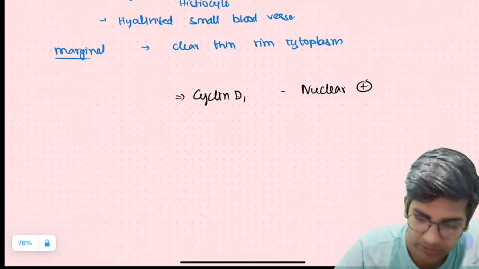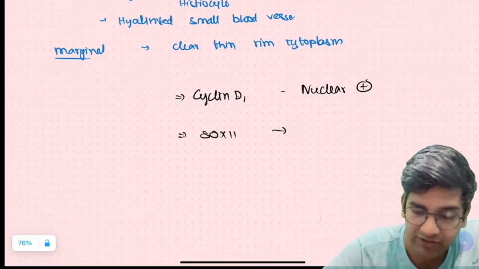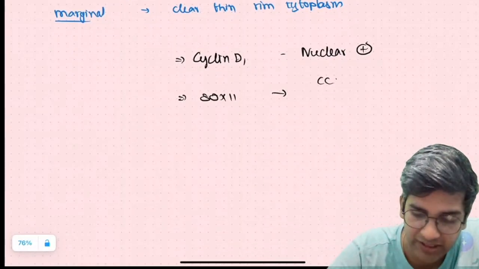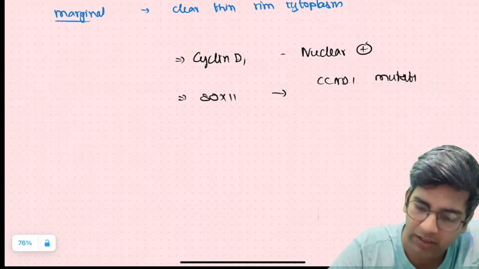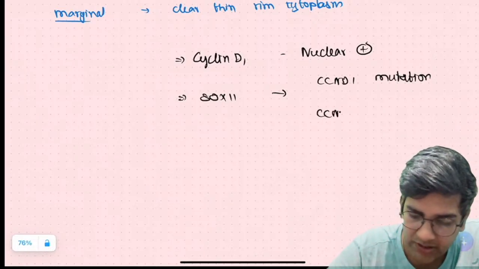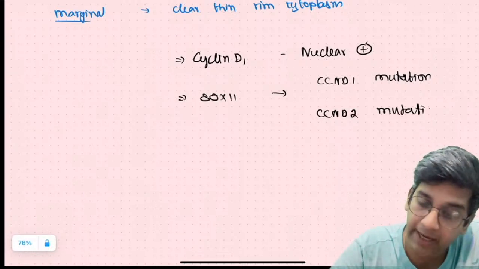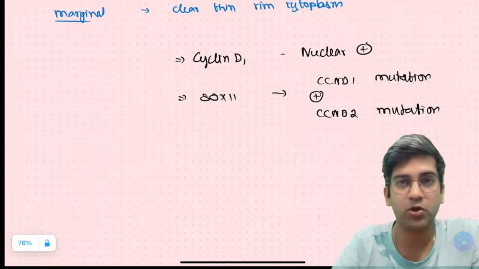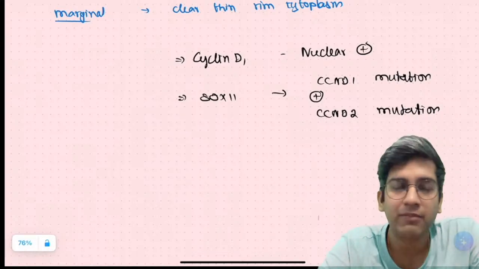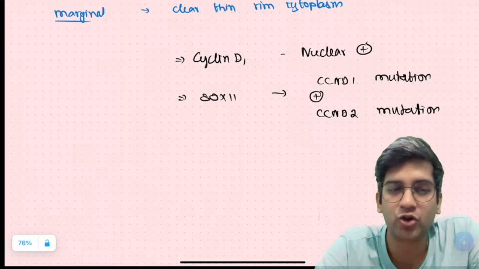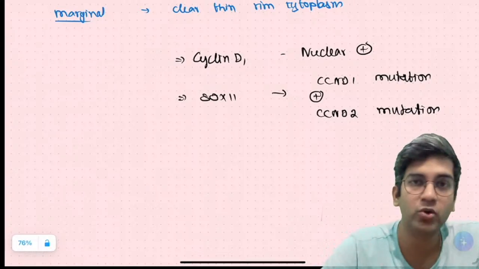Okay, cyclin D1, and like Sonia said, SOX11 is a good marker because SOX11 is positive in both the mantles. I have CCND1 mutation, that's your cyclin D1 mutation, and CCND2 mutations, that's cyclin D2 mutations. In both of them, SOX11 will be positive. That's a good marker profile. Definitely called a cyclin D1 negative mantle, but again, cyclin D1 negative mantle is not that common. So we'll go with probably cyclin D1. If that is negative, then we'll look for the others, right?